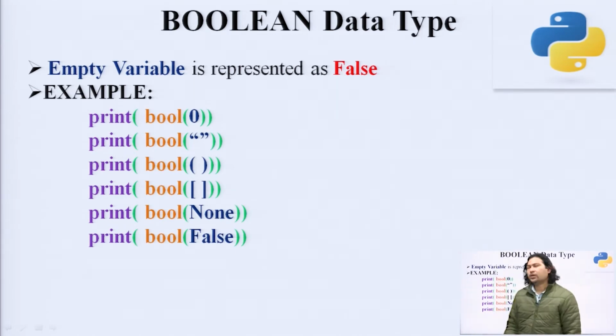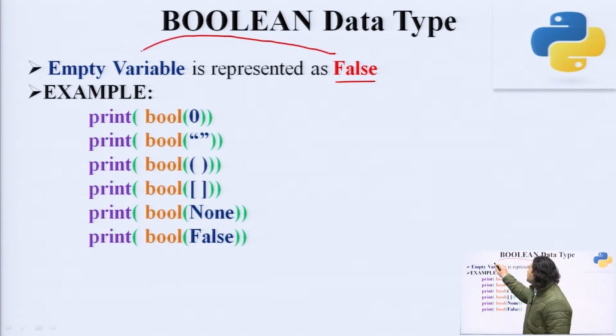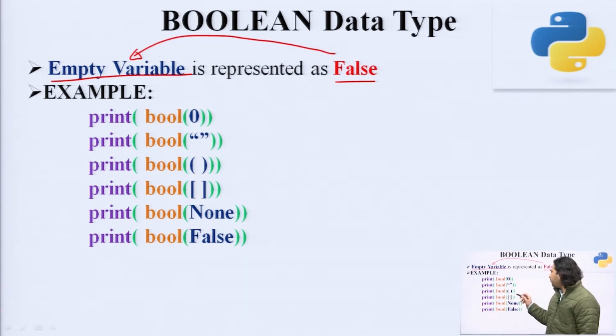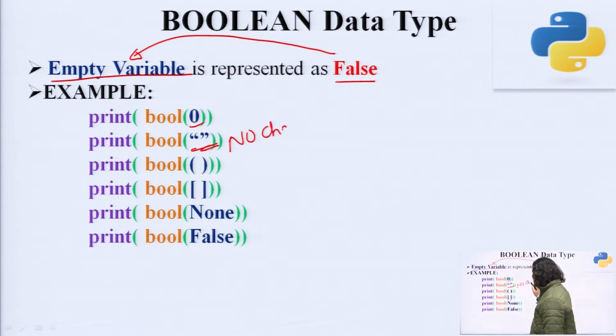Next, now what is false? It is of course the inverse or the opposite of true, that is, false represents the empty variables. Whenever you have variables that represent some empty information, like in number it is 0, in double quotation there is no character, here we have no character.